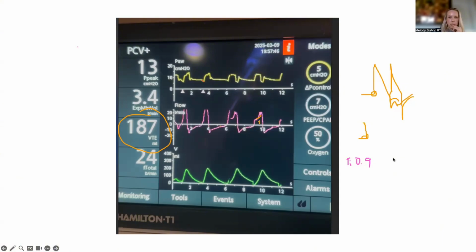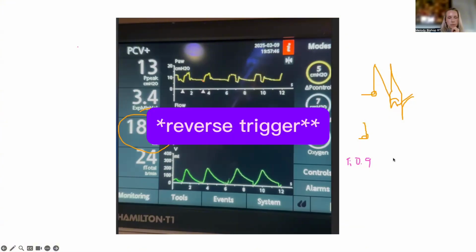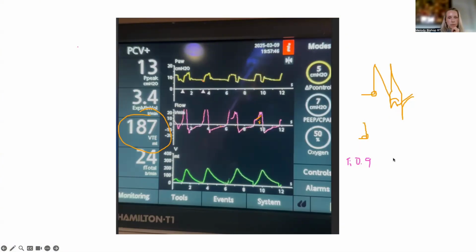When I was a fellow, one of my co-fellows was arguing with, I forget who it was, I think it was the SICU attending. The SICU attending was like, this patient's double triggering and we need to paralyze them, the whole shebang. And she was like, no, it's not a double trigger. We were all going through the vent course, and we all wanted to assert our dominance.